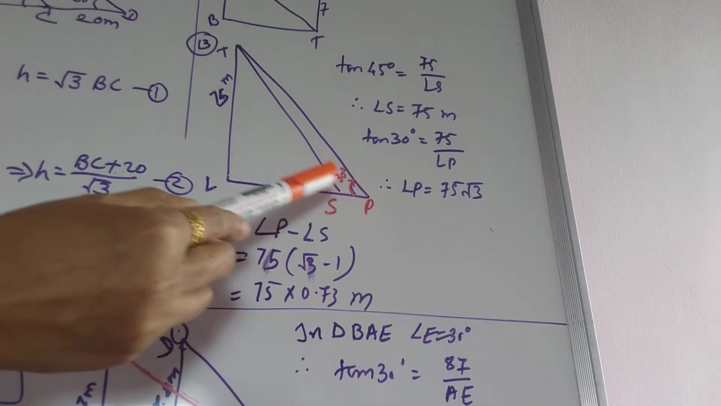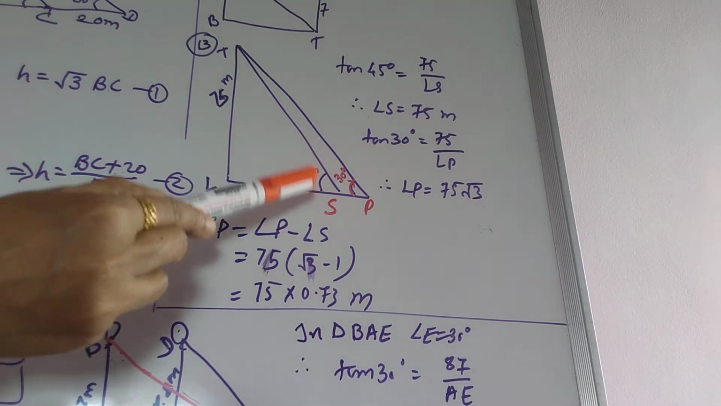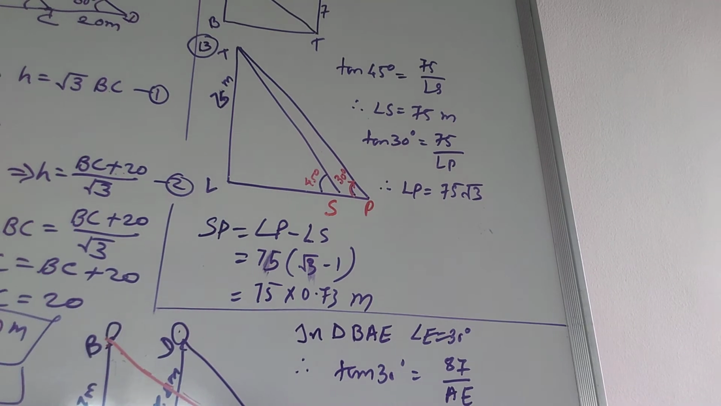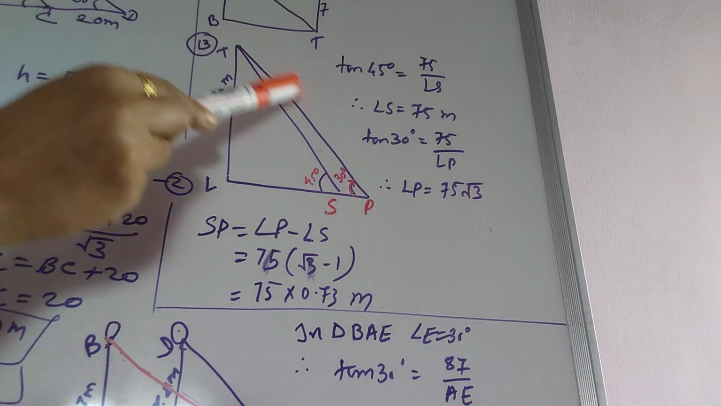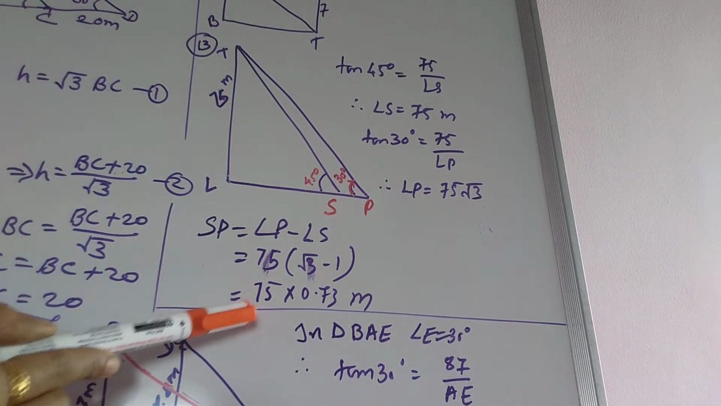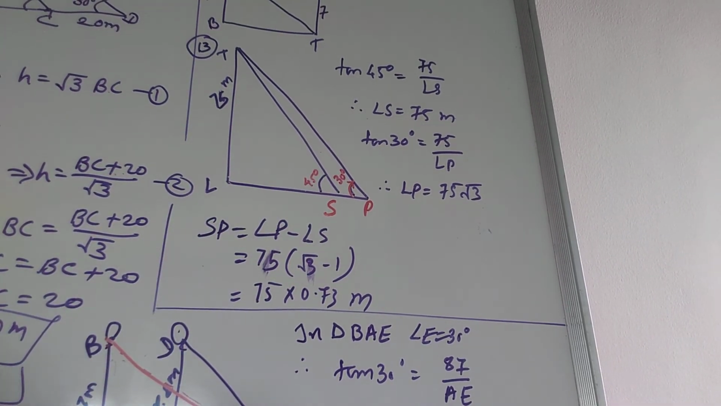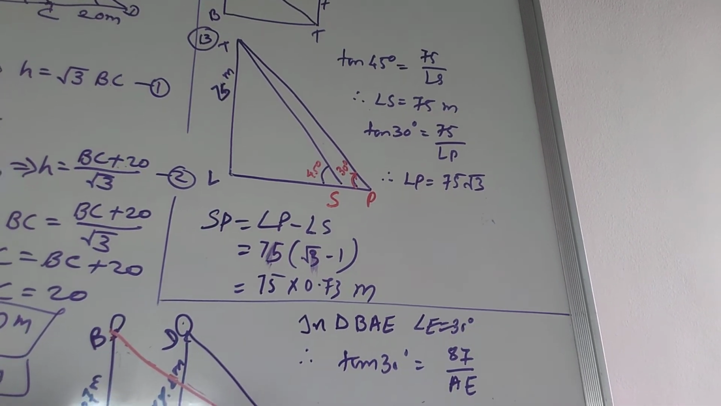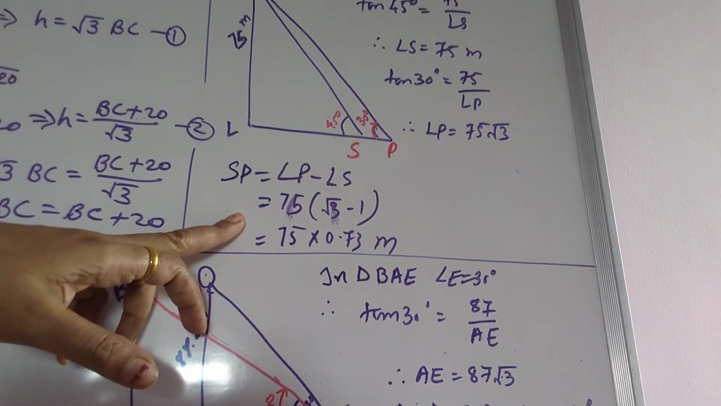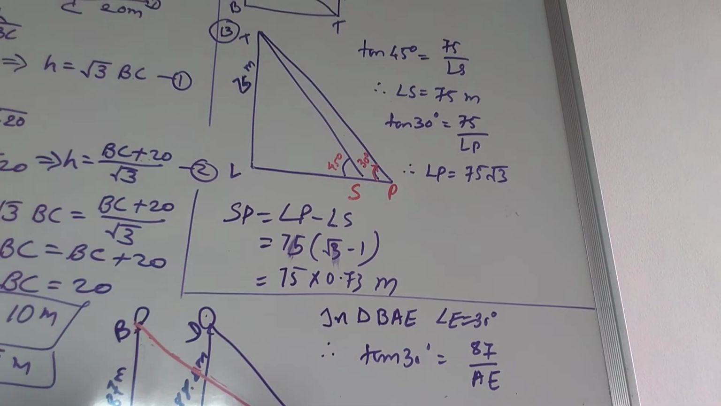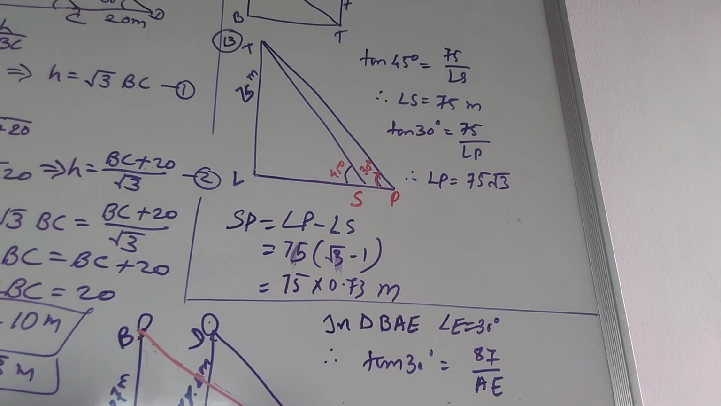To find this, first we will use this triangle, so that by using tan 45 we will get LS, which will be equal to 75. Now after getting the value of LS, we have to use the triangle TPL, and there we use tan 30 degrees, and hence we will get the value of LP. Now if we do LP minus LS, we will get SP, which is equal to 75 (root 3 minus 1). You can further solve it, or you can keep it like that.